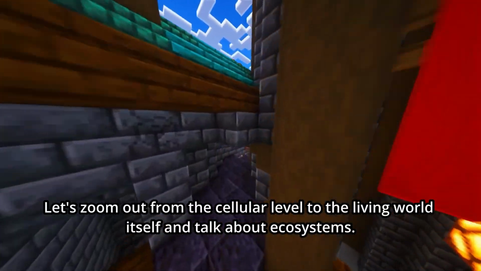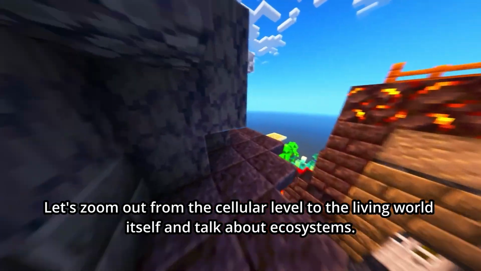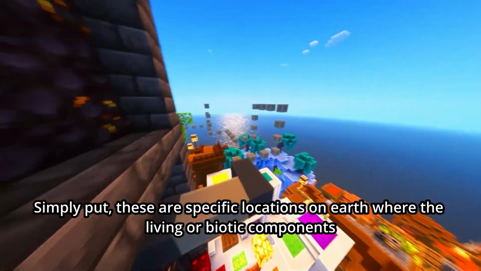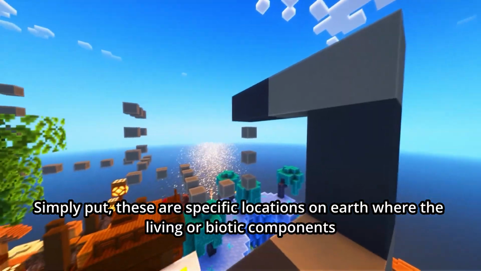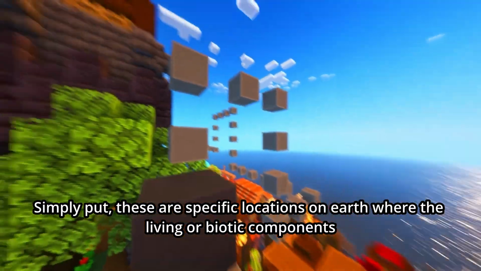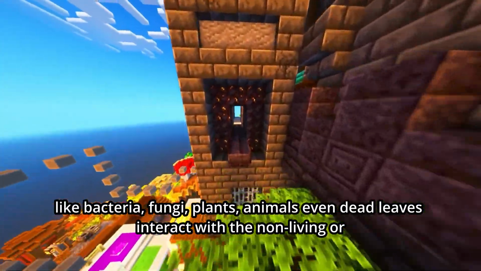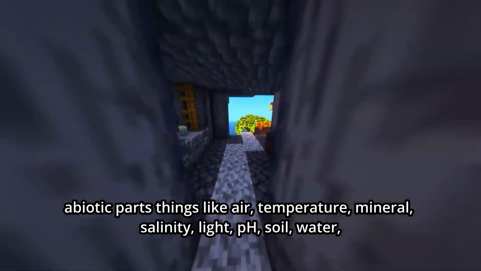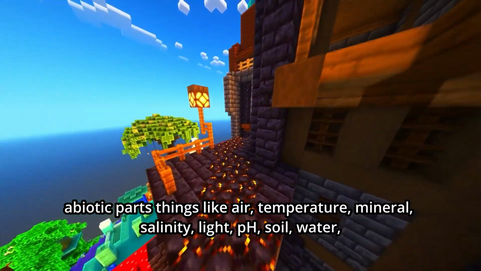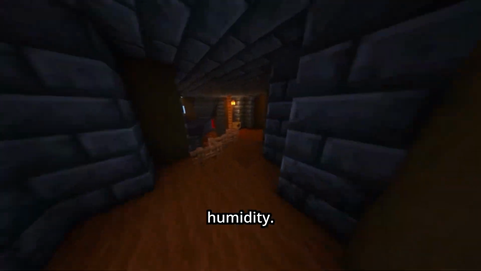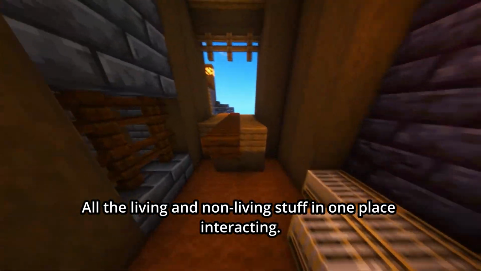Okay, let's zoom out from the cellular level to the living world itself and talk about ecosystems. Simply put, these are specific locations on Earth where the living or biotic components, like bacteria, fungi, plants, animals, even dead leaves, interact with the non-living or abiotic parts, things like air, temperature, minerals, salinity, light, pH, soil, water, humidity. All the living and non-living stuff in one place interacting.